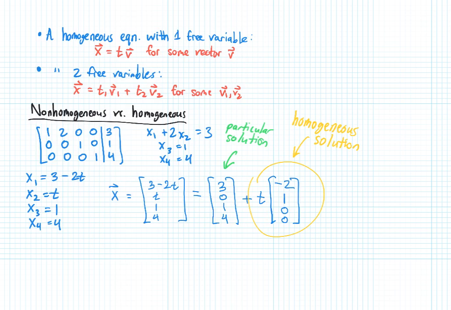And what I mean by that is that you're allowed to set t to be equal to 0, and if you do, then this is what you're left with. So this is a solution. (3, 0, 1, 4) is a solution to the system. And then you can get different solutions by adding different homogeneous solutions.